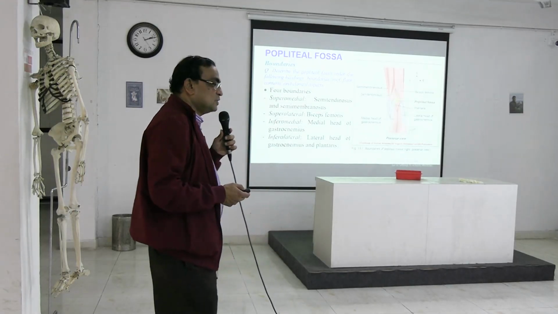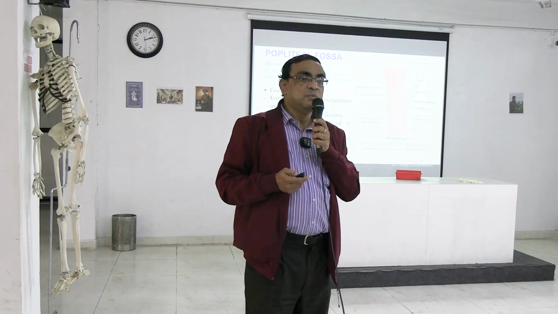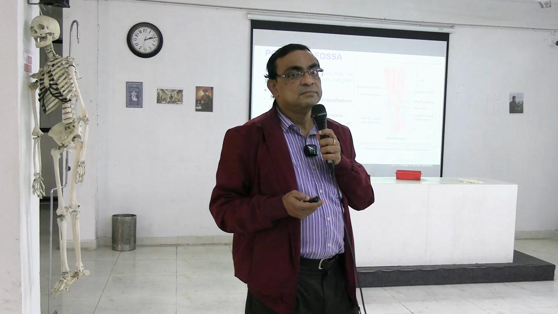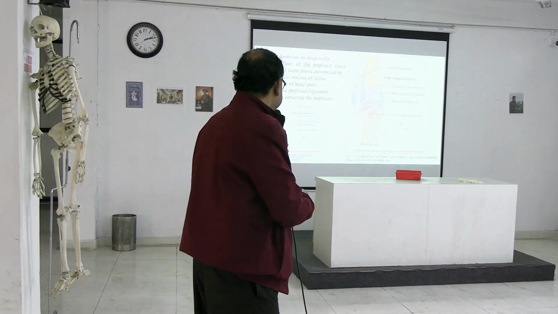So this is the area which is called the popliteal fossa. Within the popliteal fossa, we can expect the popliteal vessels and tibial nerve and common peroneal nerve. Okay, so let us see those structures.